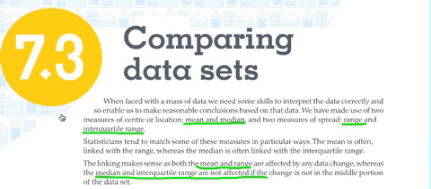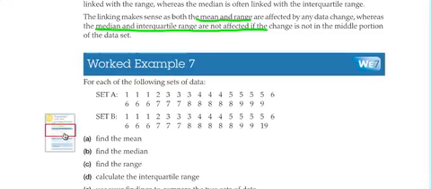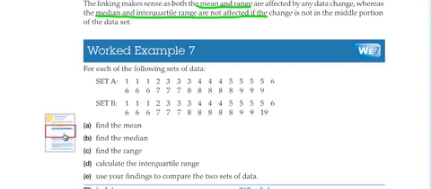So let's look at an example of how to do this. You can find this on page 342 of your textbook. You can see that set A and set B are quite similar. In fact, they are nearly identical apart from this one number here. In set A it's a 9, but in set B it's changed to a 19.